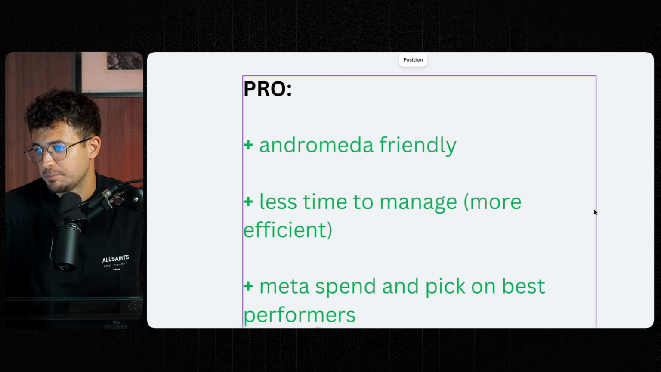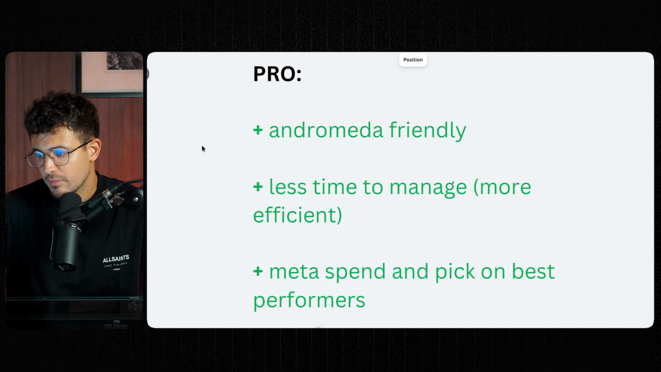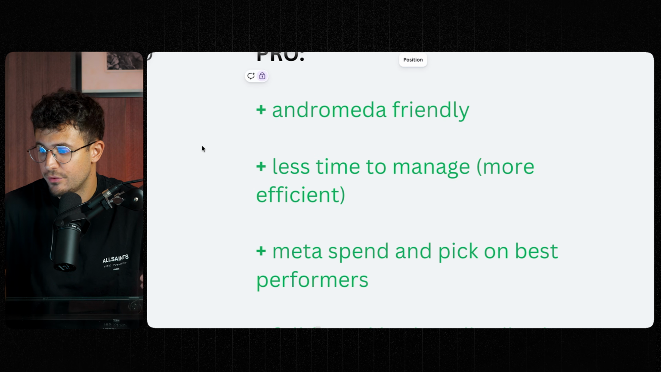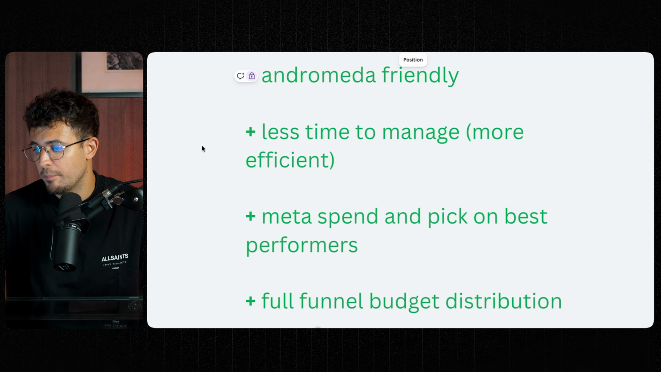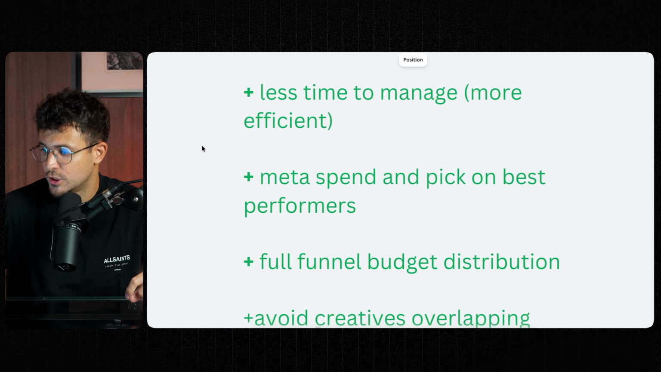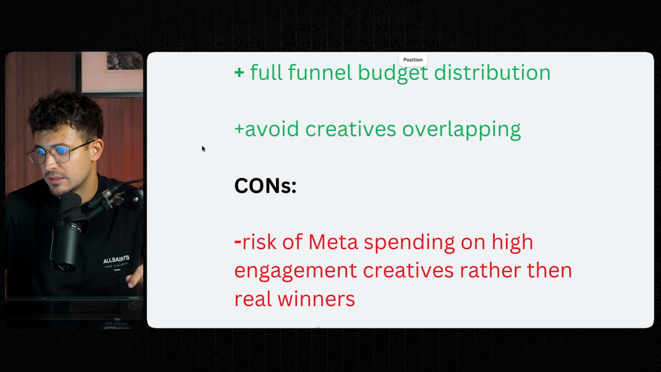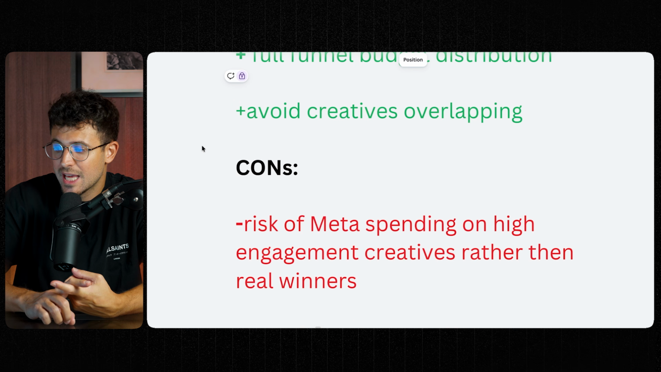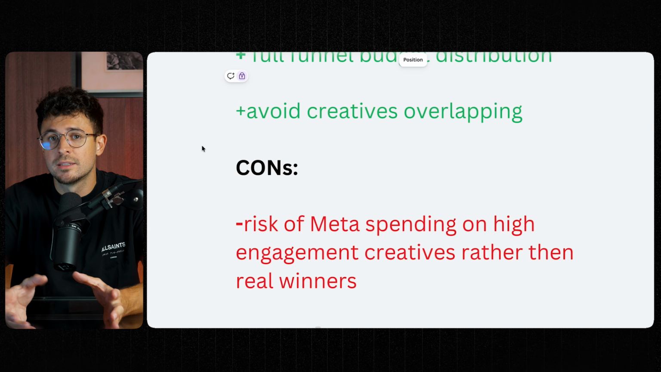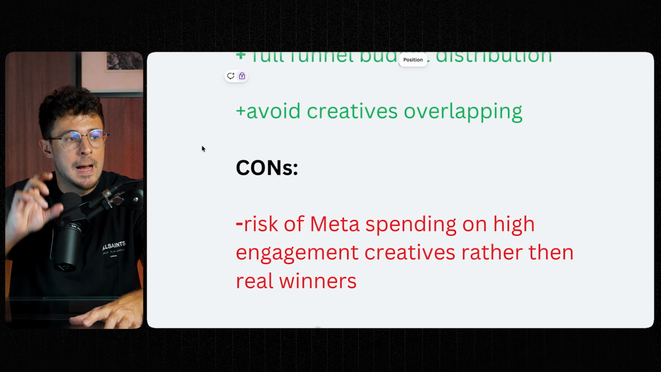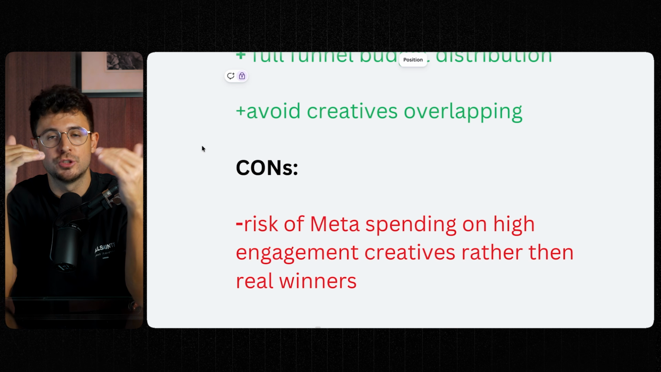Pros about this: Andromeda friendly, of course. Less time to manage, so there is a higher efficiency. Meta spends and picks on best performance, full funnel budget distribution, avoids creatives overlapping. The cons of this is that there is a risk of Meta spending on high engagement creatives rather than real winners, because probably those creatives are giving a better experience to people. So there is this trade-off, right?